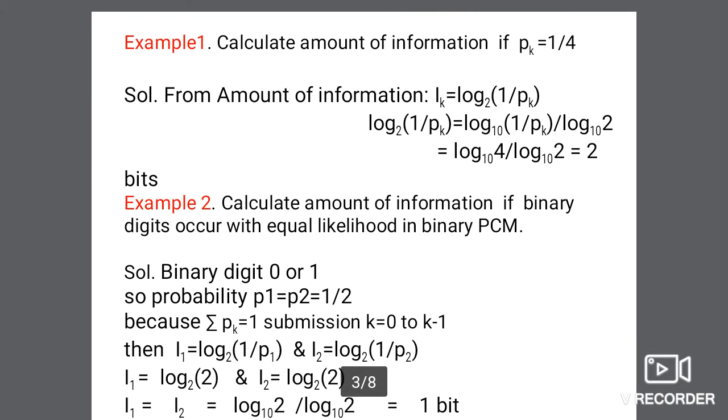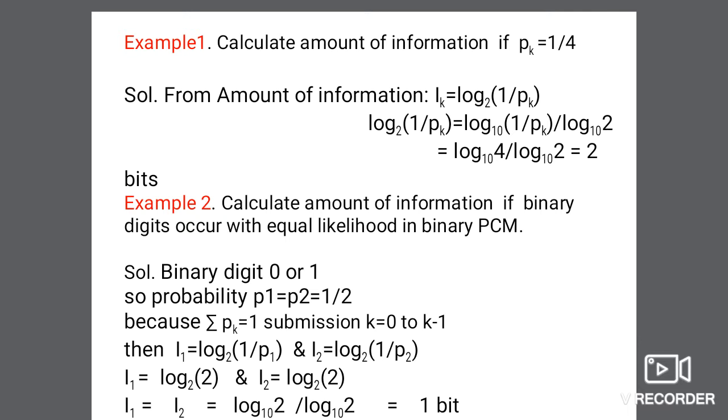We will discuss some examples. Here the probability of sending message is pk equal to 1 upon 4. Calculate the amount of information. How many bits are required for information?